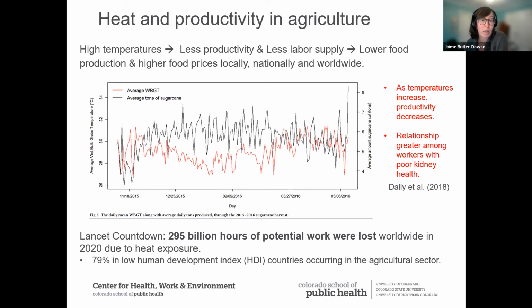So this is a figure from a paper looking at sugarcane cutters, and they are paid by the amount of tons they cut each day. So that's how productive they are. So this black line is looking at average tons of sugarcane cut. And what's interesting is you see this relationship, but also if workers come into the 6-month harvest season with poor kidney function, this relationship between temperature and productivity is amplified. And also workers are more likely to quit during the 6-month season if they have poor kidney health.